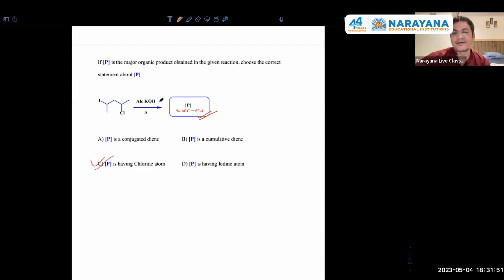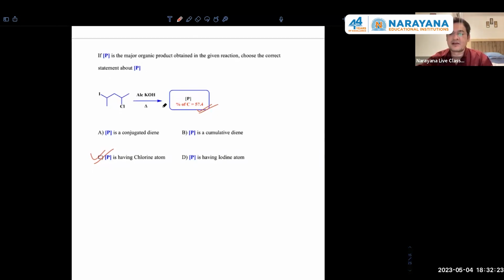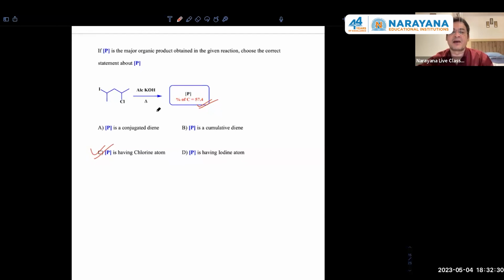Is that okay? Iodine will be removed, Cl will remain, then only you will get a carbon percentage of 57.4. If you remove both of them, then the carbon percentage will increase. So you must know all these kinds of questions because these are new questions, new things. They are not routine questions. And the JEE paper is always something different. They always use basic concepts in a different manner.